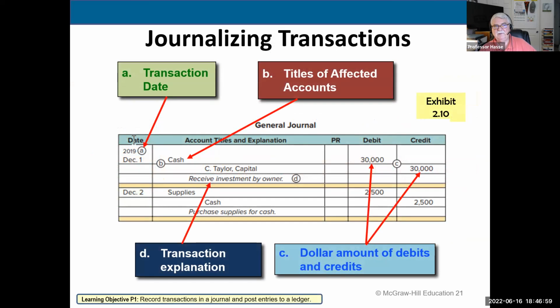And this is what I was talking about, journalizing transactions. This is a general journal entry where the owner invests $30,000 in the business. Debit cash, credit capital. The date, the account, the amount. We purchase supplies for cash. Debit supplies, credit cash. We're converting one asset, cash, into another asset, supplies.